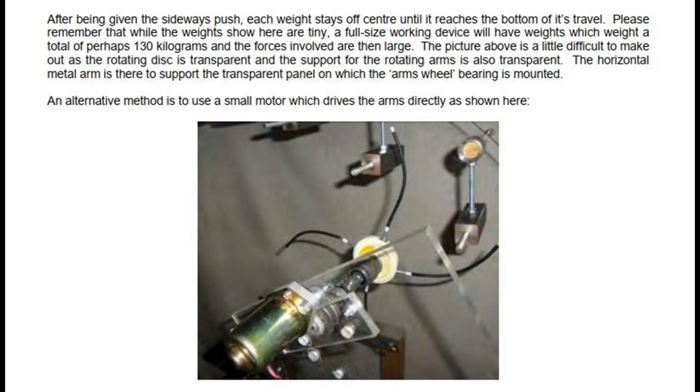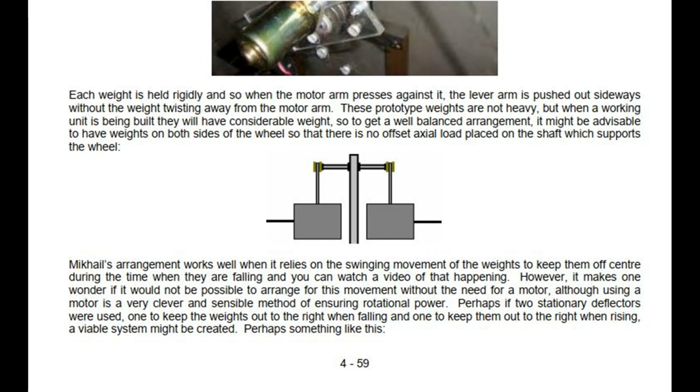An alternative method is to use a small motor which drives the arms directly as shown here. Each weight is held rigidly, and so when the motor arm presses against it, the lever arm is pushed out sideways without the weight twisting away from the motor arm. These prototype weights are not heavy, but when a working unit is being built they will have considerable weight, so to get a well-balanced arrangement, it might be advisable to have weights on both sides of the wheel so that there is no offset axial load placed on the shaft which supports the wheel.